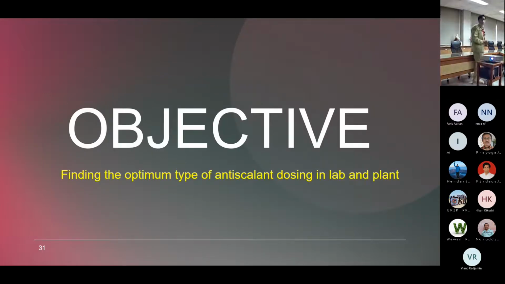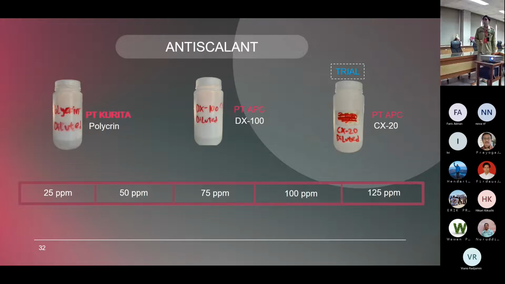Thus, in this analysis, our objective is to find the optimum type and dose of antiscalant by doing lab tests and actual plant tests. These are the three types of antiscalant that PTS has been using throughout the years: Polygreen by PT Kurita, CX100, and CX20 by PT APC, although CX20 is still in trial progress. The doses for lab research are 25, 50, 75, 100, and 125 ppm. This would then determine the four doses best suited to be tested in the actual plant test later.